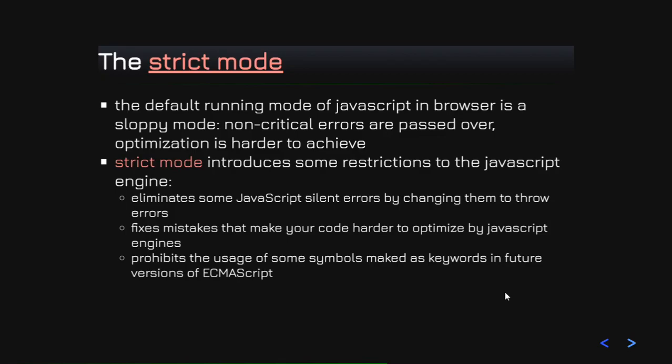And this is what the strict mode does. The default way of running the JavaScript engine is the so-called sloppy mode, in which non-critical errors are passed over and optimization is harder to achieve. And we can move to strict mode, which introduces some restrictions to the JavaScript engine. It eliminates some JavaScript silent errors by throwing errors. It fixes some mistakes that make the code harder to optimize, so it creates better optimized code. And it also prohibits the usage of some symbols that are marked as keywords in future versions of ECMAScript, so that this code will run without changing it on future versions of ECMAScript.